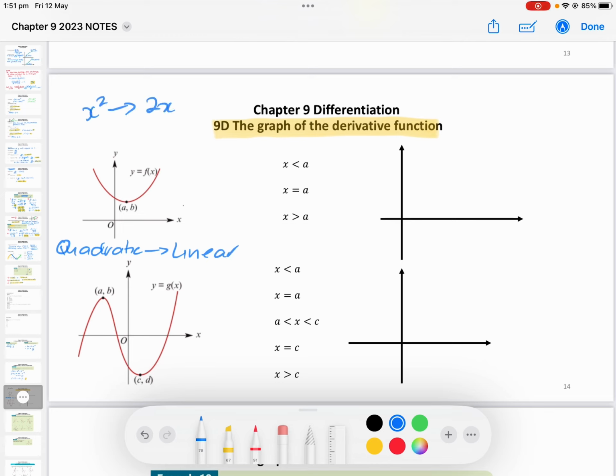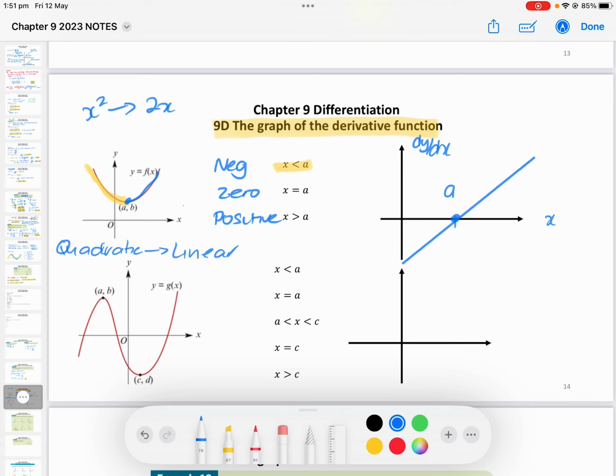So when we do the graph of the derivative, this graph is going to be a straight line. When it says x is less than a, what that's saying is before you get to a, what was the gradient doing? Well, the gradient was going down, it was negative. When we're at this turning point, the gradient was 0. And then after this point, the gradient is positive. So if I put this point a here, I know the graph of the derivative is going to be 0 because the gradient was 0. Prior to that, the gradient was negative, and then after that, it was positive.